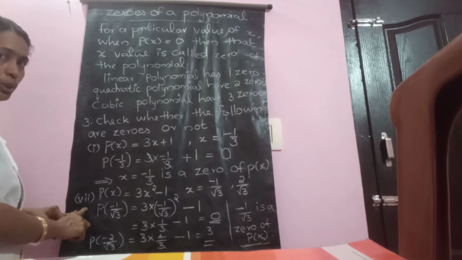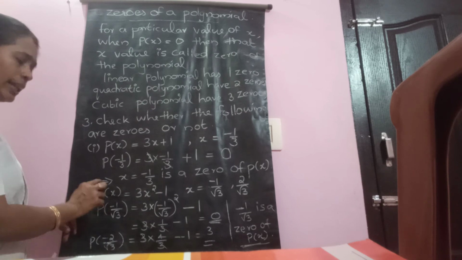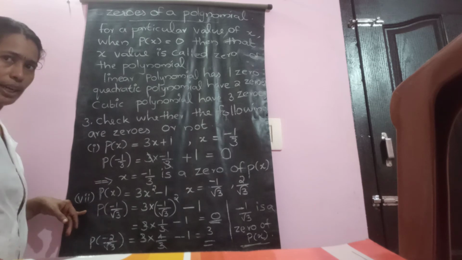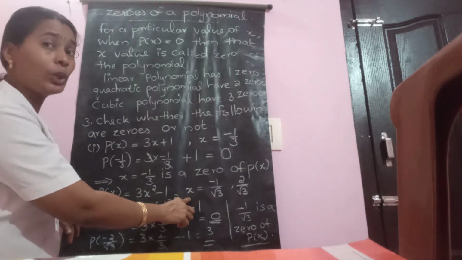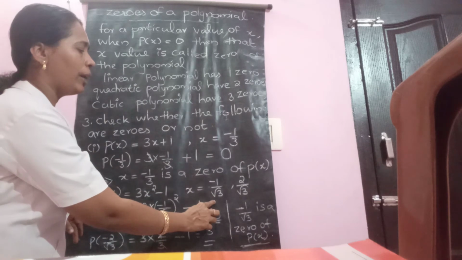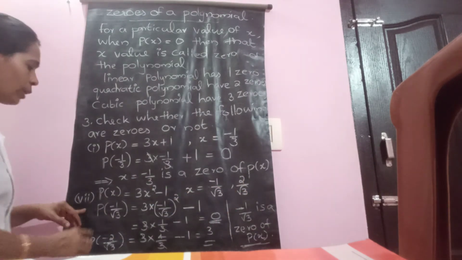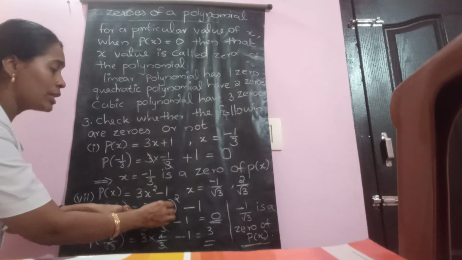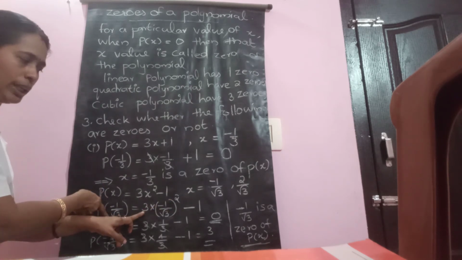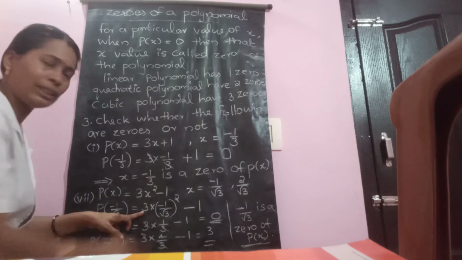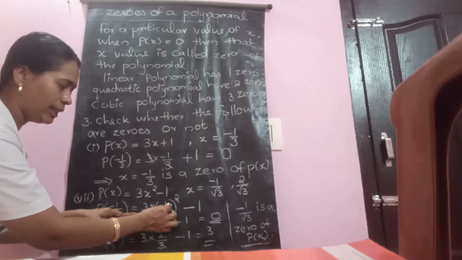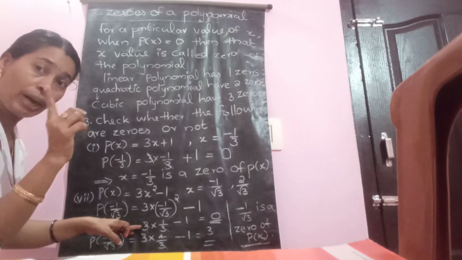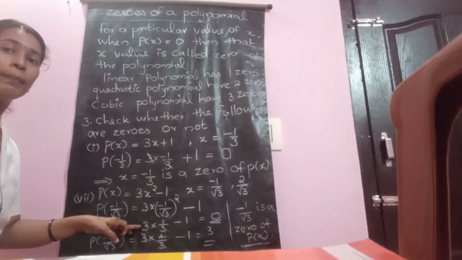So, let us move to the other question. Here I am doing the 7th question. The 7th question, in the textbook itself, is given: P of x equal to 3x square minus 1. And they have given 2 x values at a time: minus 1 by root 3 and 2 by root 3. So let us start with minus 1 by root 3 first. Then 3 into the square of minus 1 by root 3, minus 1. When you are squaring, for the 3 there is no change, bring it down. 1 square is 1 itself, and root 3 square becomes 3.